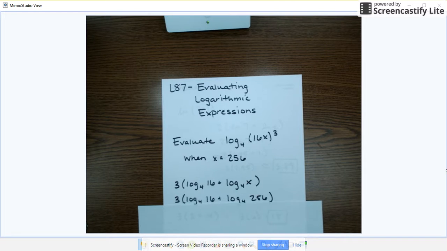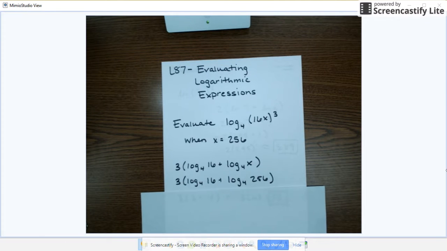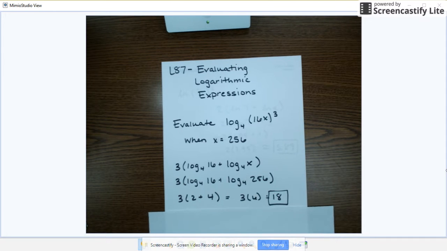Next step, I plugged in 256. Then I went ahead and solved. Log base 4 of 16: think about 4 to what power gives me 16? That's 2. 4 to what power gives me 256? That is 4. So we would have 3 times 2 plus 4. Order of operations, you can simplify or distribute, it doesn't matter. You get 18 as a final answer.